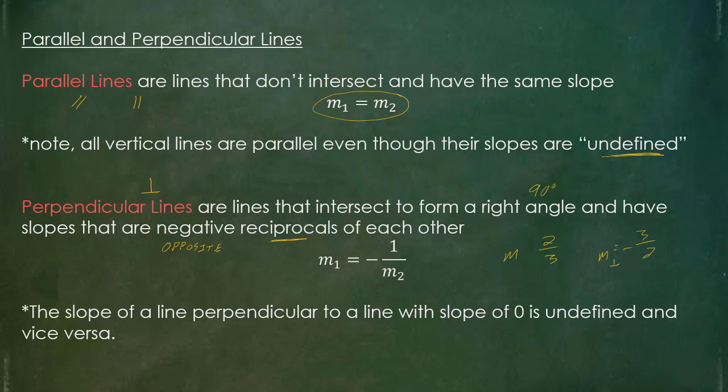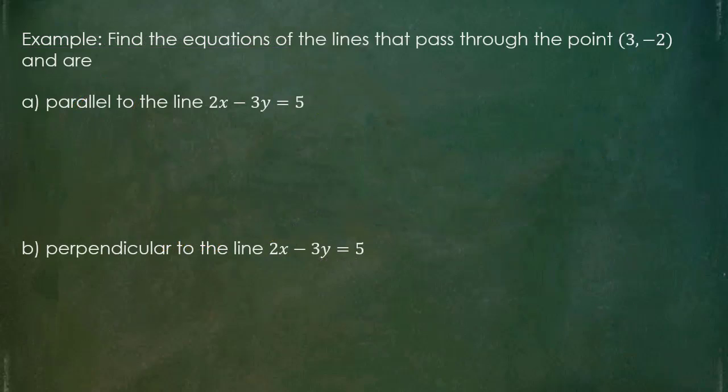Now, with the idea of having negative reciprocals, the trickiest one with that is if you have a line with a slope of 0, the perpendicular slope of that we actually would call undefined. And it happens to work vice versa. If you know that the slope of one line was undefined, the perpendicular line then must also have a slope of 0. So we'll do one example that involves this idea of finding parallel or perpendicular lines.